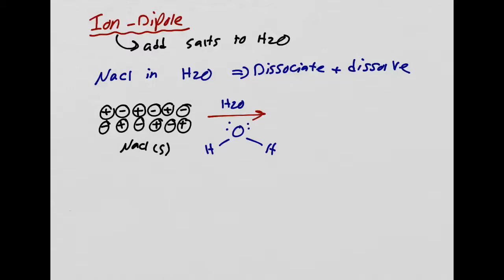Water is going to go and break up this nice NaCl. If you remember, oxygen is more electronegative. Hydrogen is less electronegative, so you're going to have a partial positive on hydrogen and a partial negative on oxygen, because oxygen is pulling all the electrons this way. So in reality, this is what's going on. The water is going to break that up.